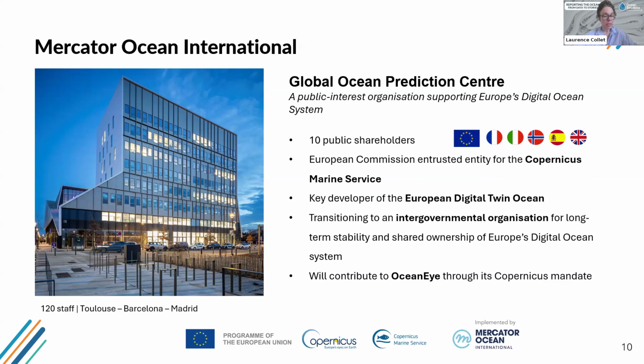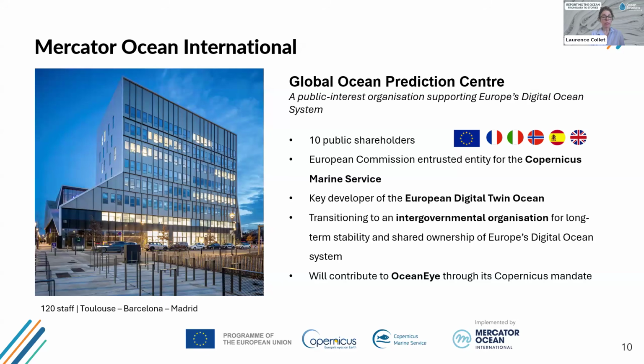The organization has been created in 1995, and it has become a global leader in ocean monitoring and forecasting. And as a public interest organization, it supports Europe's digital ocean systems. So with this strong public interest mission, Mercator Ocean implements EU and UN ocean protection programs and is owned by 10 public shareholders in France, Spain, the UK, Italy, and Norway.